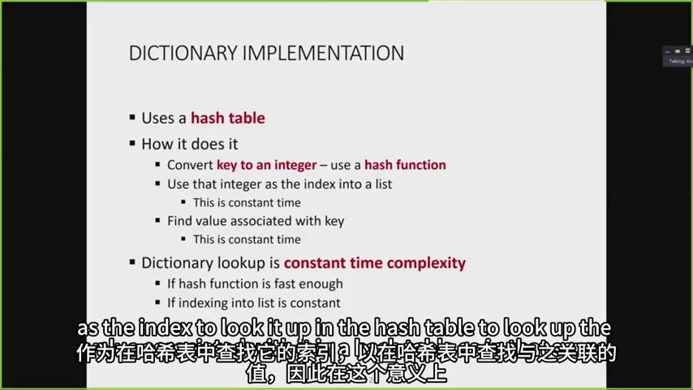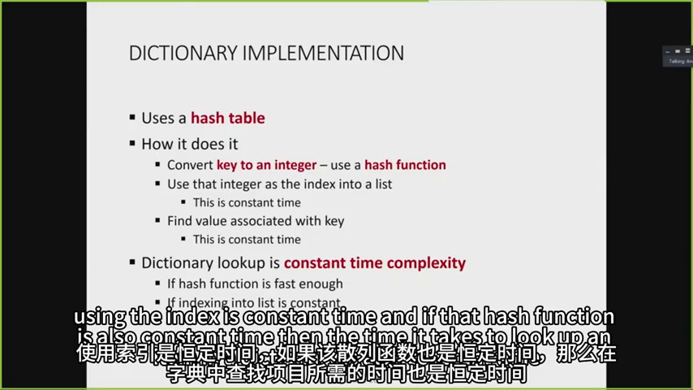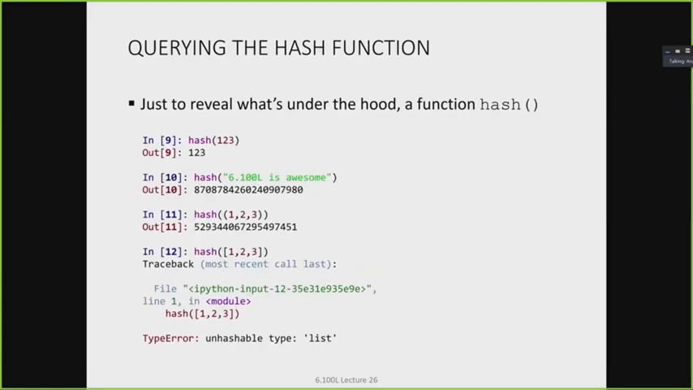So in that sense, the lookup itself is constant time, because we just showed looking up an item in a list using the index is constant time. And if that hash function is also constant time, then the time it takes to look up an item in a dictionary is also constant time.